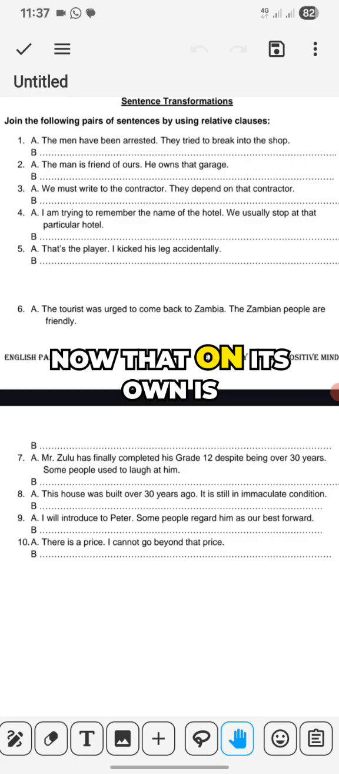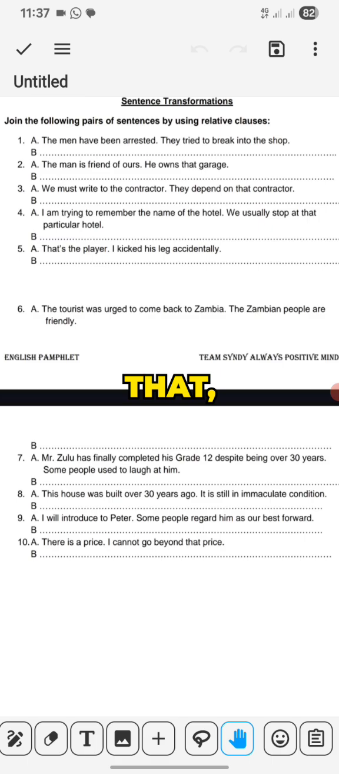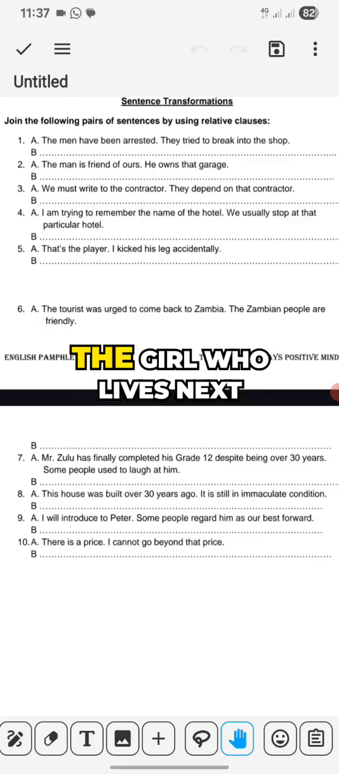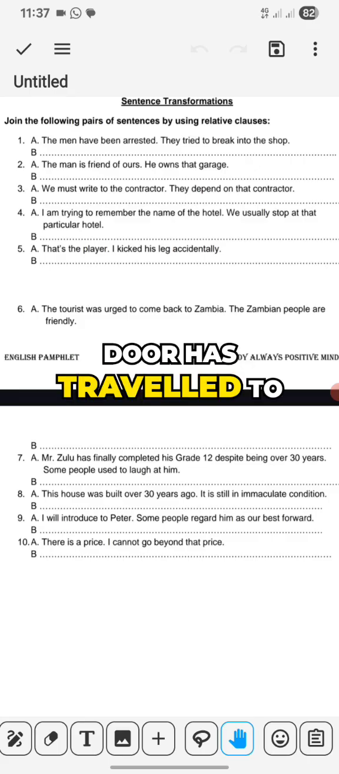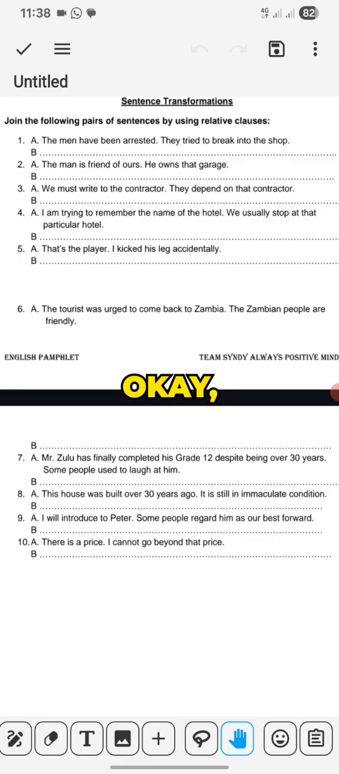Such pronouns are that, who, or which. For example, I can give an example to say: the girl who lives next door has traveled to Lusaka. I will repeat that. The girl who lives next door has traveled to Lusaka. So the girl, we are going to underline the girl there. Why? Because it is what is being mentioned in the sentence. So it is the subject of the sentence.